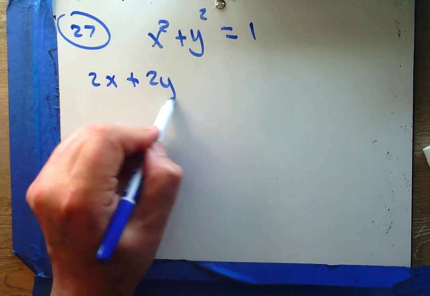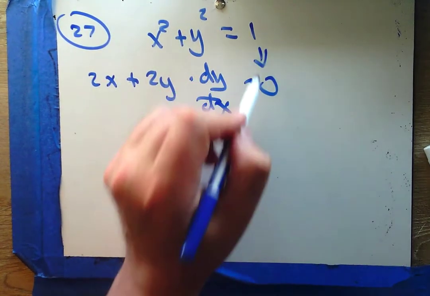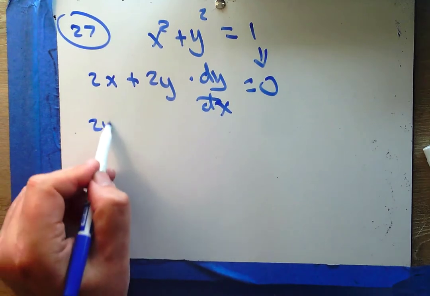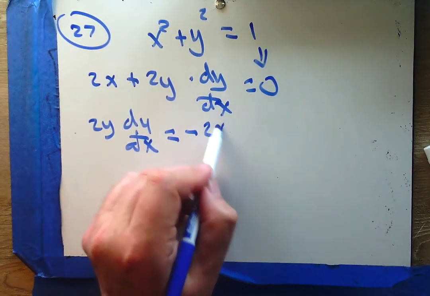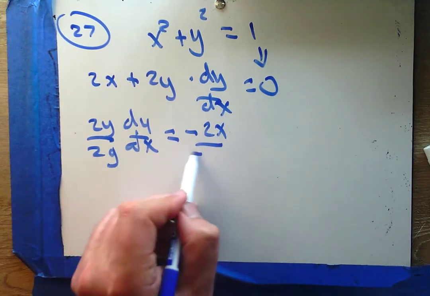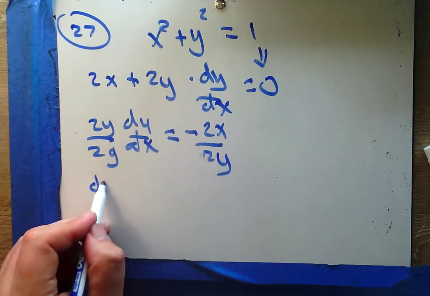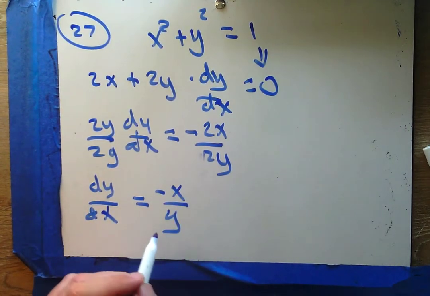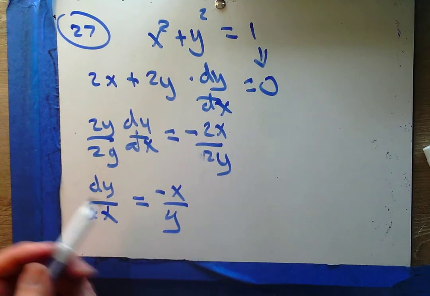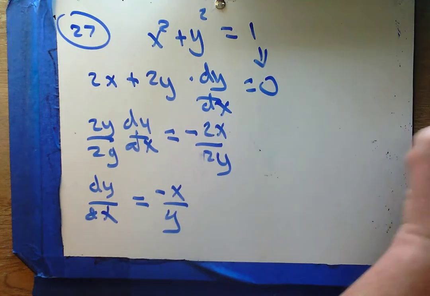2x plus 2y dy dx equals 0. Please remember the derivative of a constant is 0. 2y dy dx equals negative 2x. And so we get that dy dx equals negative x over y. Okay, there's the first derivative. Second derivative. Actually, I can change colors.